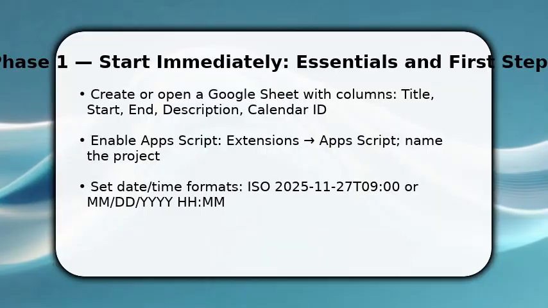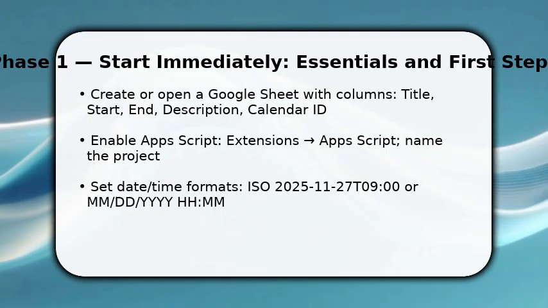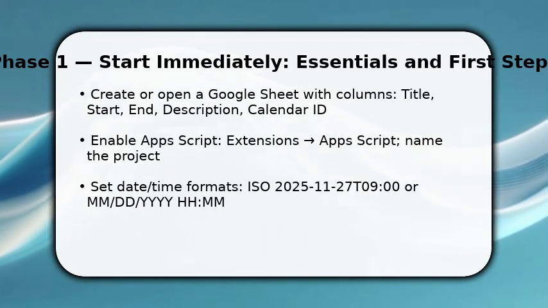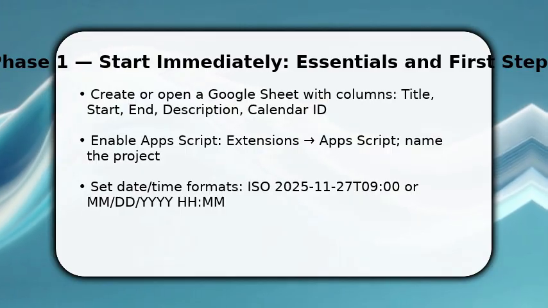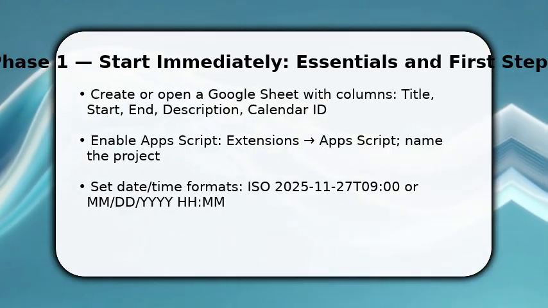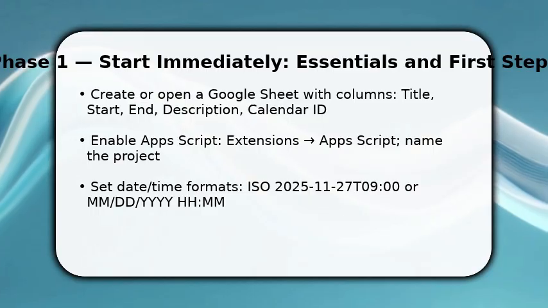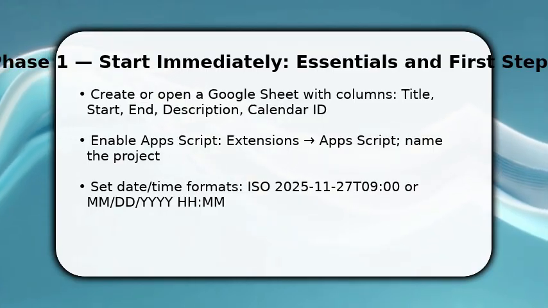Enjoy the video. You begin by preparing your sheet so the script can read structured rows. Use columns like title, start, end, description, and calendar ID. Once done, open Extensions, then Apps Script, and create a new project so you can paste code.